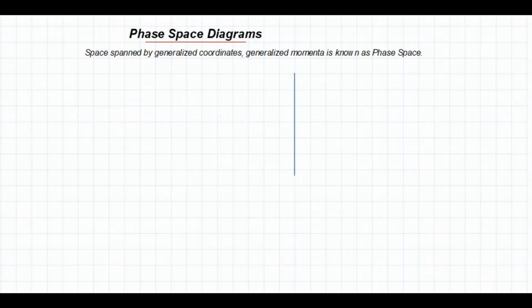You can draw a phase space diagram only for one-dimensional problems, that is, a problem having only one generalized coordinate. In that case, you can mark the generalized coordinate on the x-axis and generalized momentum on the y-axis. So the two perpendicular axes: on the horizontal axis you can mark the generalized coordinate, and on the vertical axis you can mark the generalized momentum. This is the phase space for the one-dimensional case.